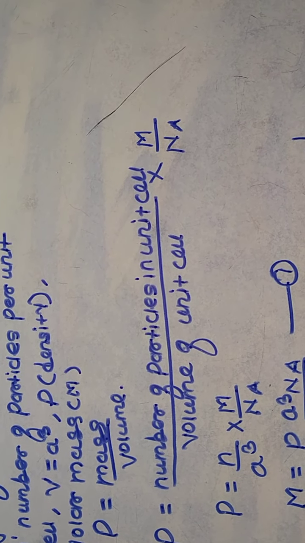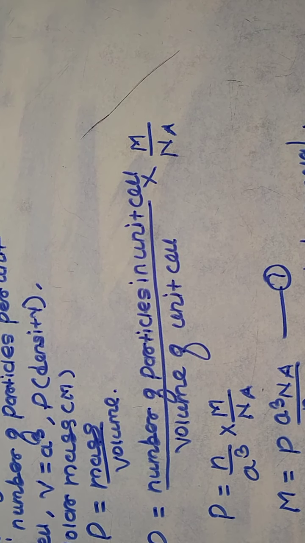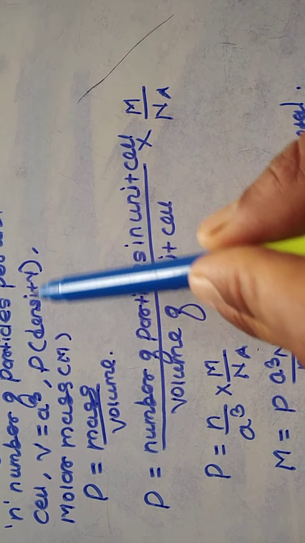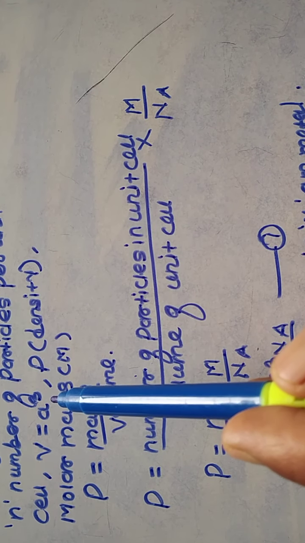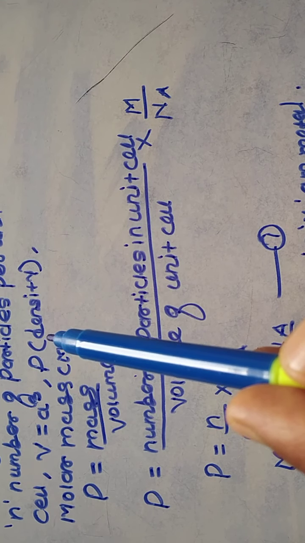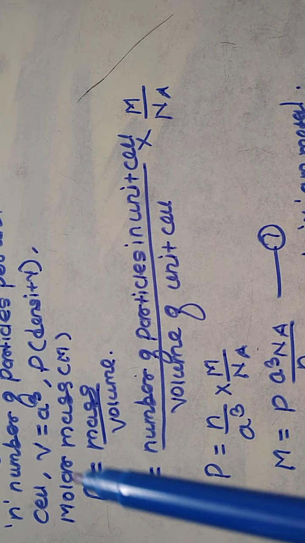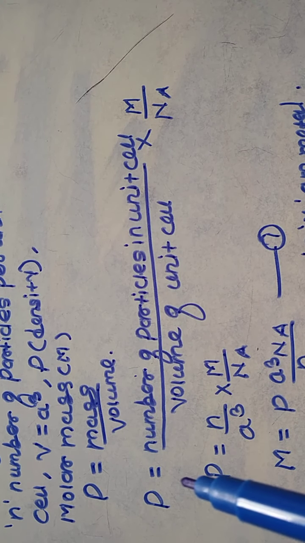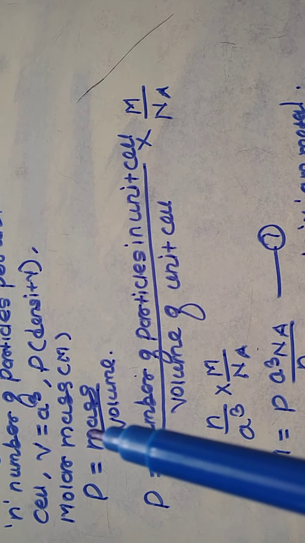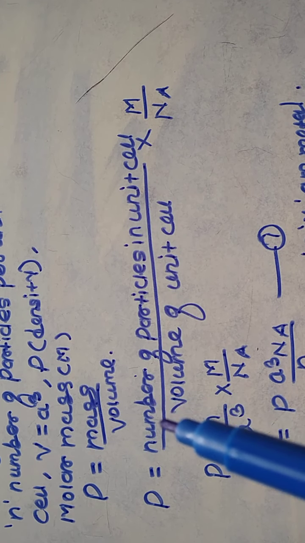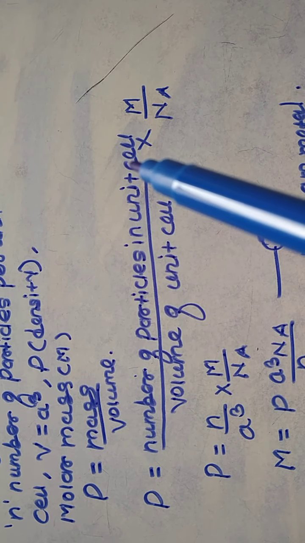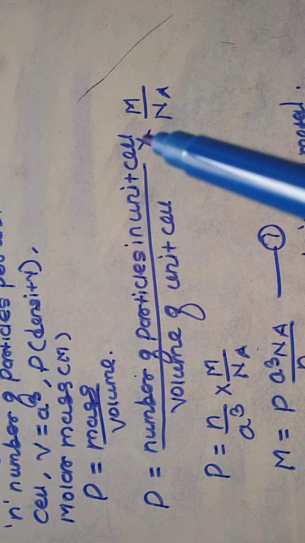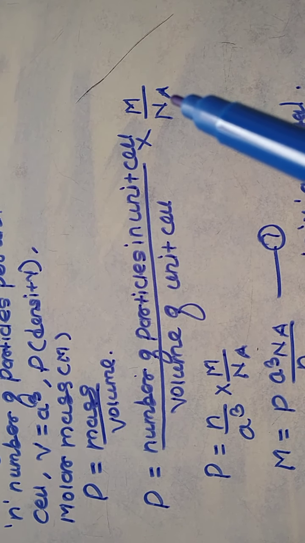Small n means number of particles per unit cell. V is the volume of the cube unit cell, rho is the density, and molar mass is capital M. Density is equal to mass upon volume. In the previous video we already discussed this: the number of particles in the unit cell is small n, divided by the volume of the unit cell, which is a cube, into M upon Na.